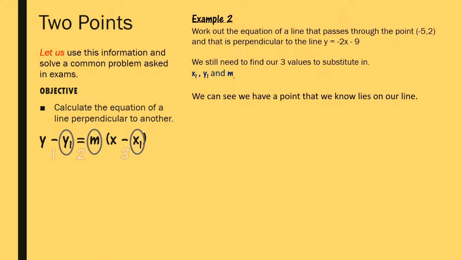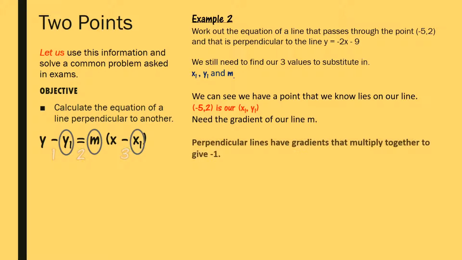And we can see that we have a point that we know is already on the line, so we have been given that already. That's just like before. We've been given that minus 5, 2 is our x1, y1, because it said that it passes through that point, so we know that's going to lie on the line. We need to find the gradient of our line m. Now, perpendicular gradients multiply together to give minus 1, like we just discovered.